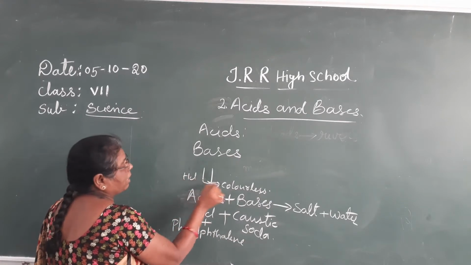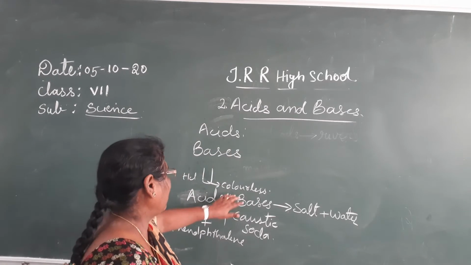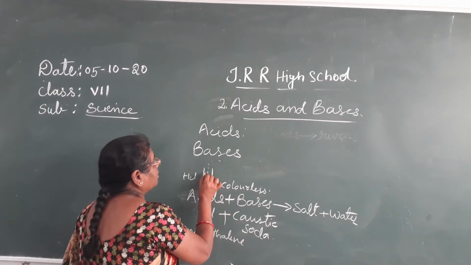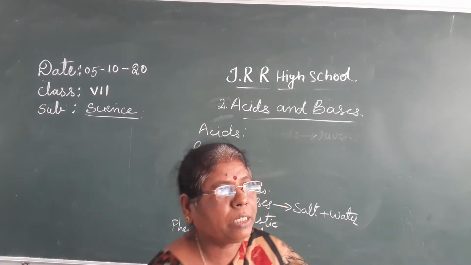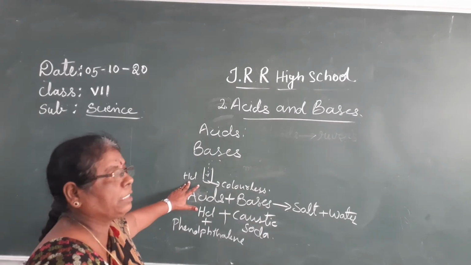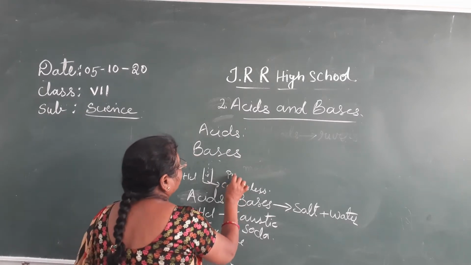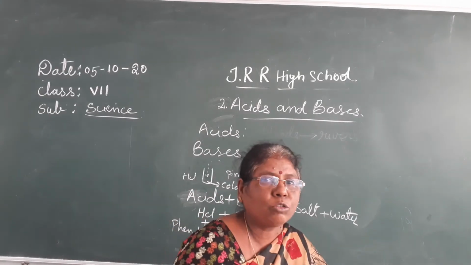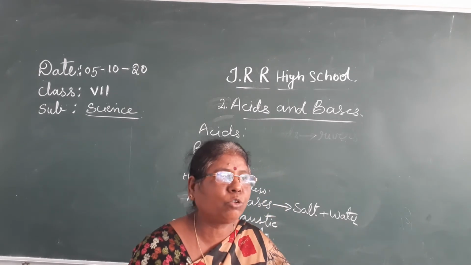To hydrochloric acid I am adding phenolphthalein. So what color did you get? Colorless. Now add the caustic soda, drop by drop. What is caustic soda? It is a base. The color changes into pink color. Now go on adding hydrochloric acid again. Again the color changes into colorless.